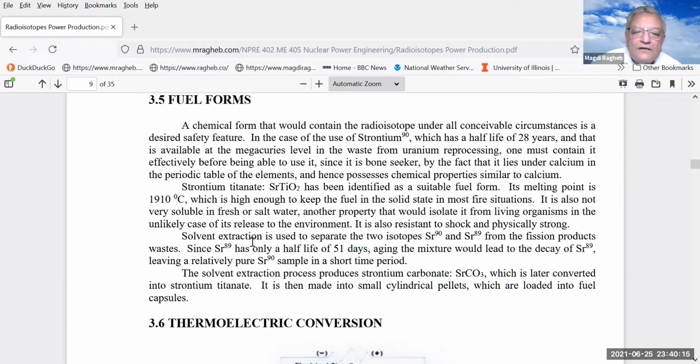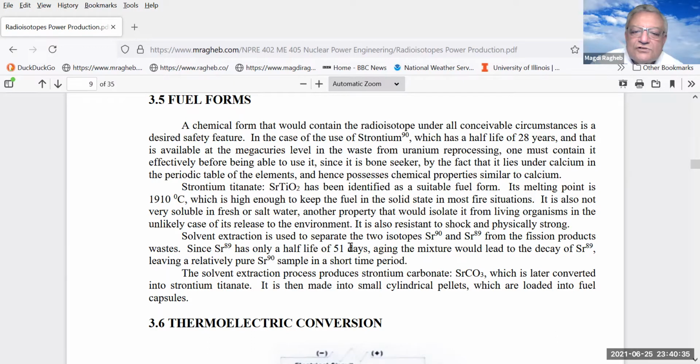And the way to produce it is very simple. You use solvent extraction on spent fuel from nuclear reactors. You can isolate the strontium-90 from the strontium-89 from the fission products in general.